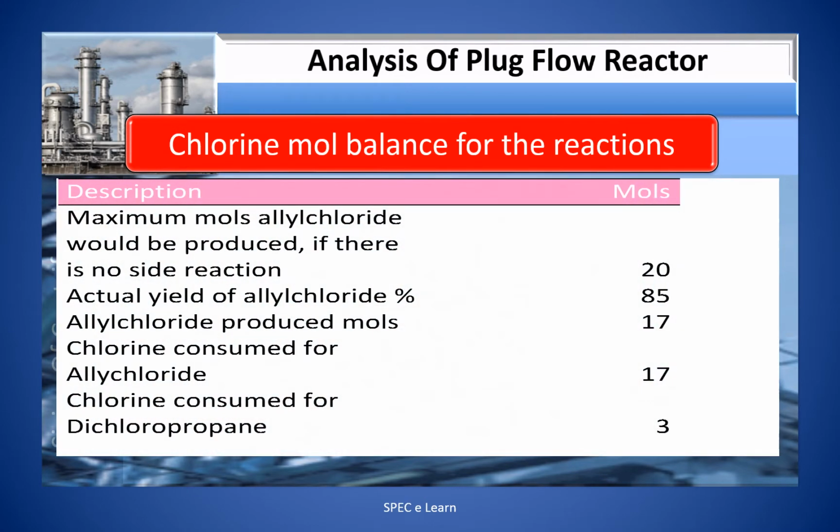Allyl chloride is produced by reaction 1. If there is no side reaction, the entire amount of chlorine will be converted into allyl chloride. So the maximum allyl chloride that would be produced, if there is no side reaction, is 20 kg moles. Actual yield of allyl chloride given is 85%. So the allyl chloride produced is 17 kg moles.